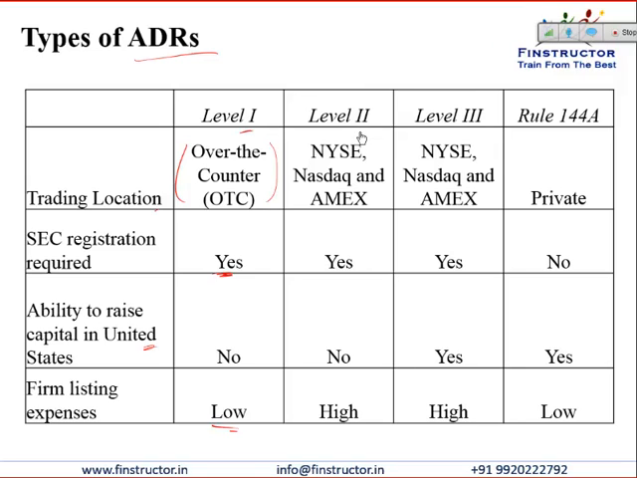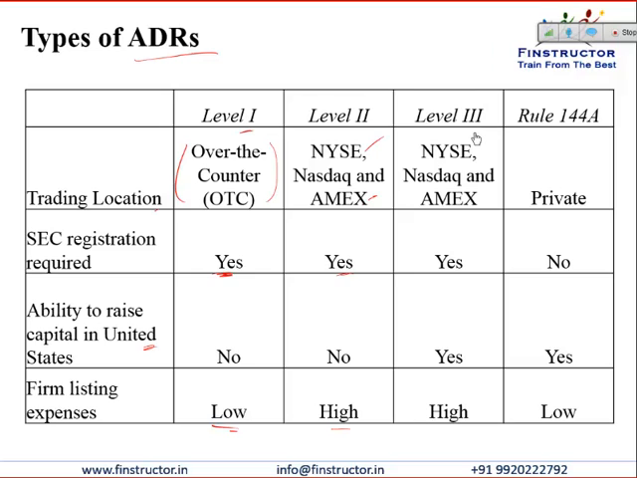A level 2 listed ADR will be traded like any other US stock. So if an Indian company gets listed through the level 2 route, then it will be traded on the NYSE, Nasdaq, and the Amex. Registration will be required. You still can't raise capital in the United States, and listing expenses and compliance costs will be high.